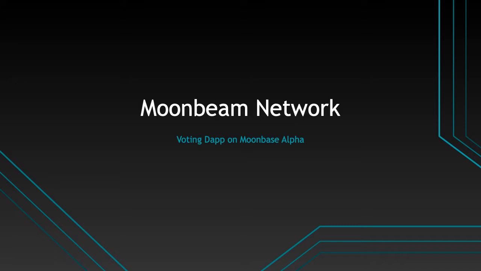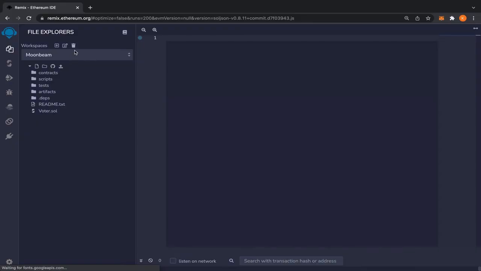In this presentation, we'll be seeing how to deploy a demo voting contract on Moonbase Alpha using Remix, the online code compiler, and React.js. Let's go ahead and get started. Heading over to remix.ethereum.org, we're going to write our smart contract and compile. So create a new file, voter.sol.